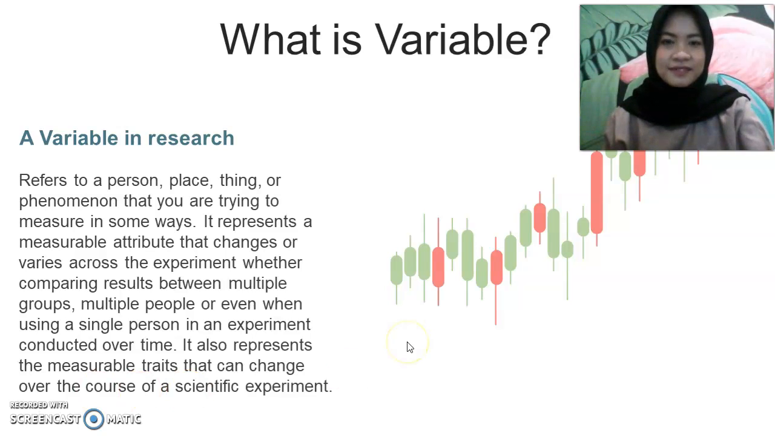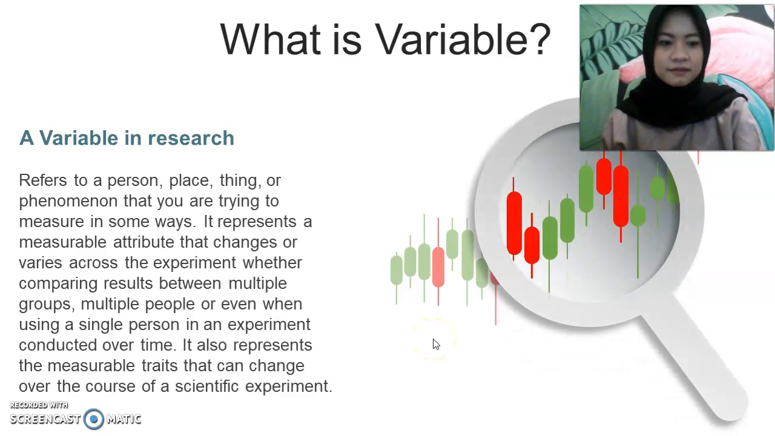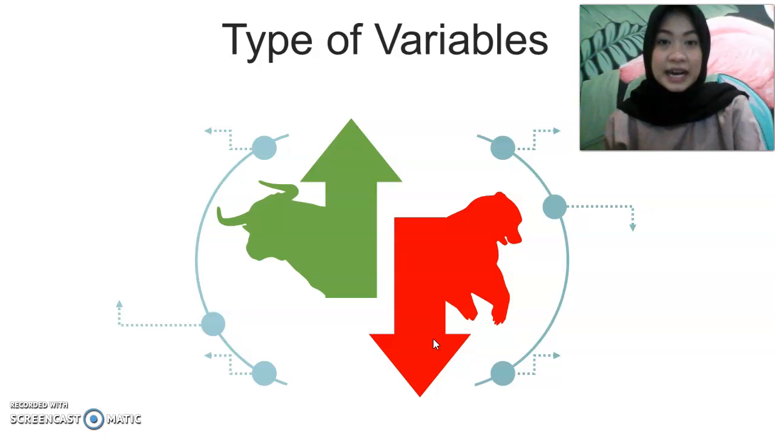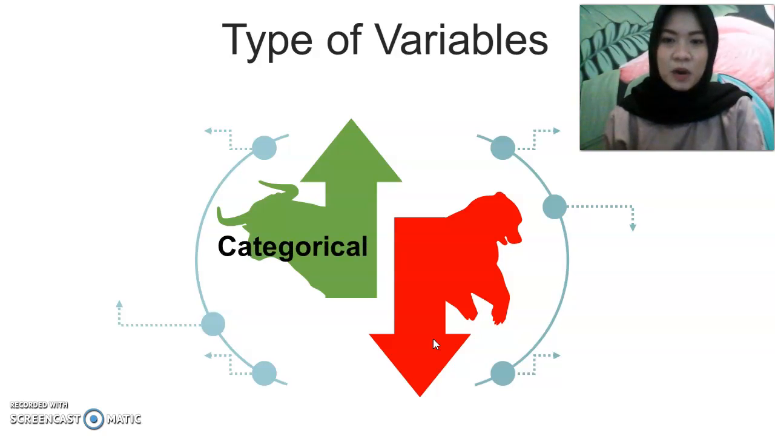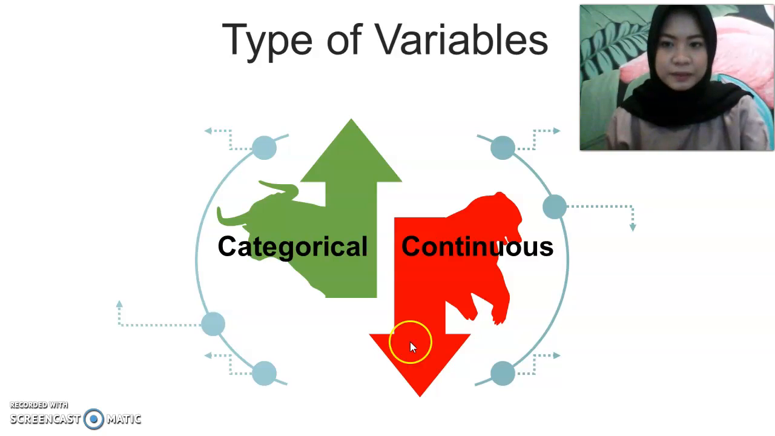Here, there are two types of variables. The first one is categorical variable. The second is continuous variable.